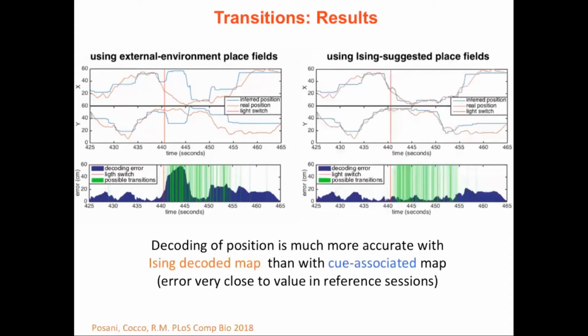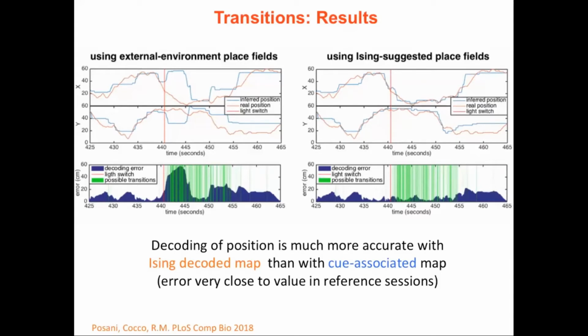Now if we use first our map decoder, the one I just explained, in order to infer what the map is at each time, A or B, and then we use the place fields of the red maps corresponding to this decoded map A or B in order to infer the position, we see that the agreement between the inferred position and the real position is now very good. So that means that decoding of position is actually very accurate if we use the map, which can change very quickly, but we use the map which is inferred by our map decoder. So the error is actually very small and close to what we had in the reference session.